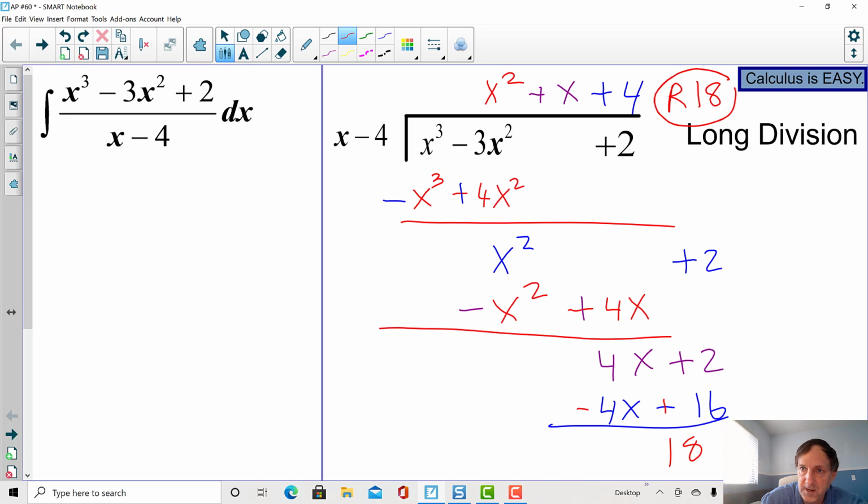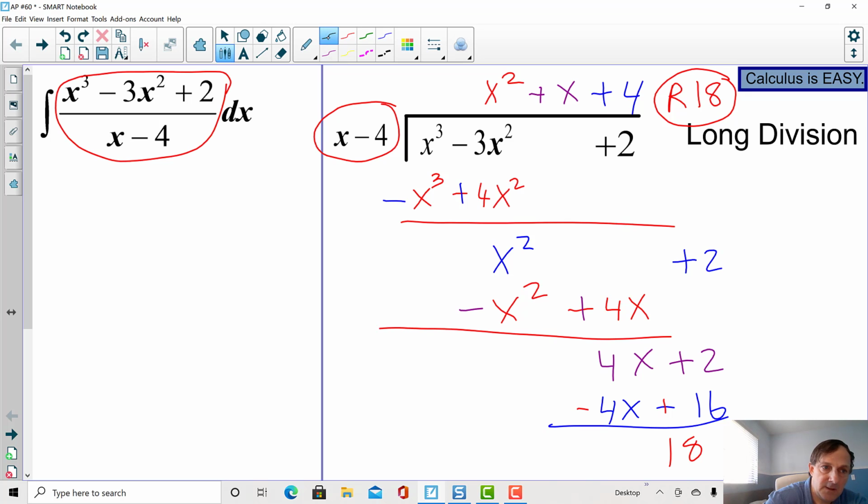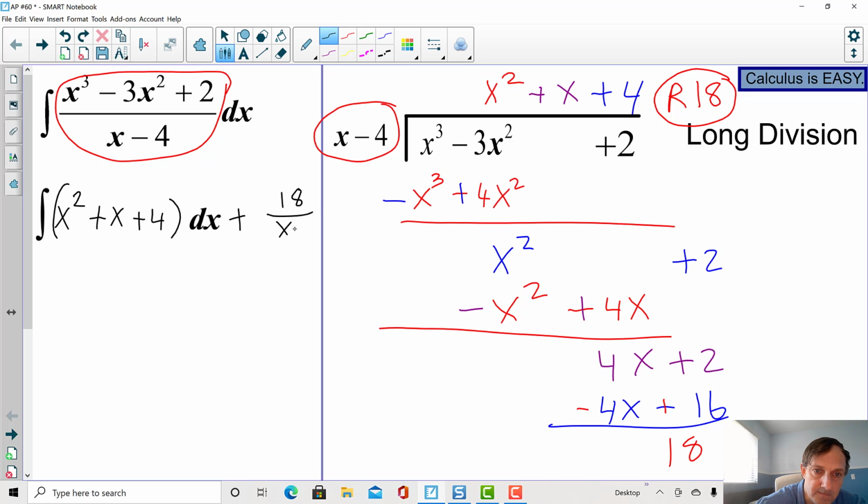And the way you deal with the remainder is you're going to put it over the x minus 4. So the integral of this fraction is equal to the integral of x squared plus x plus 4. And because our remainder was 18, I want to write that as 18 over x minus 4.